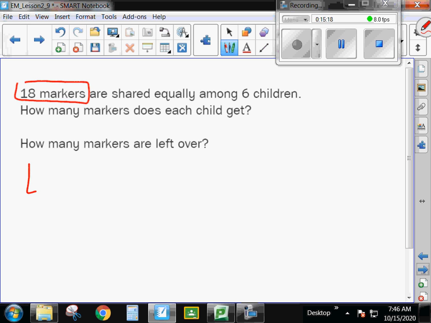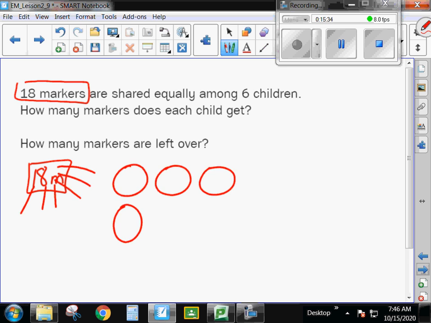Okay, so I'm just going to say 18M for 18 markers. They're shared equally among 6 children. So I'm going to take these and share them out with 6 kids. So I'm going to kind of draw that out. 1, 2, 3, 4, 5, and 6. Now, how many markers does each child get?